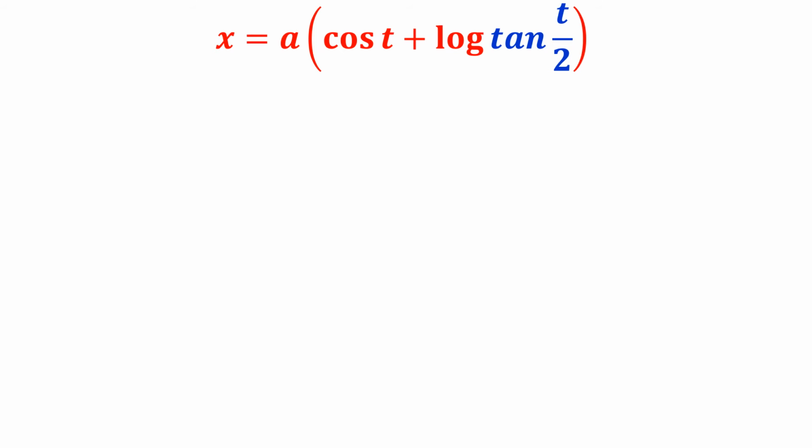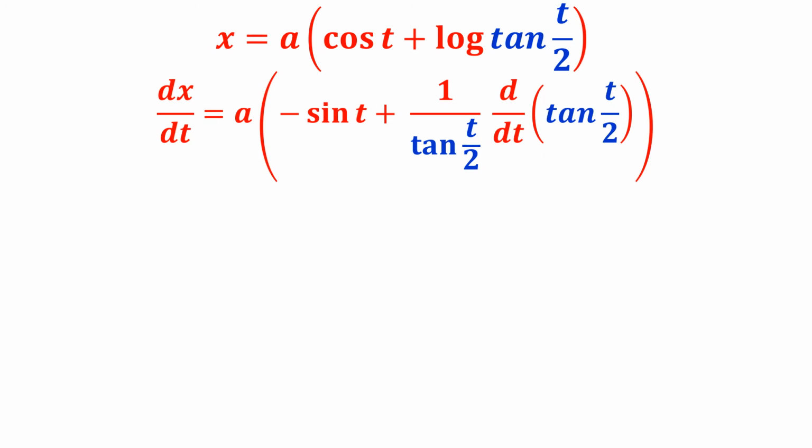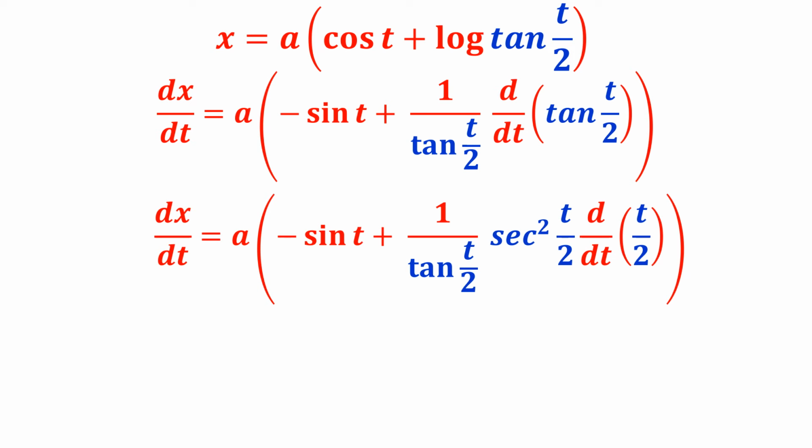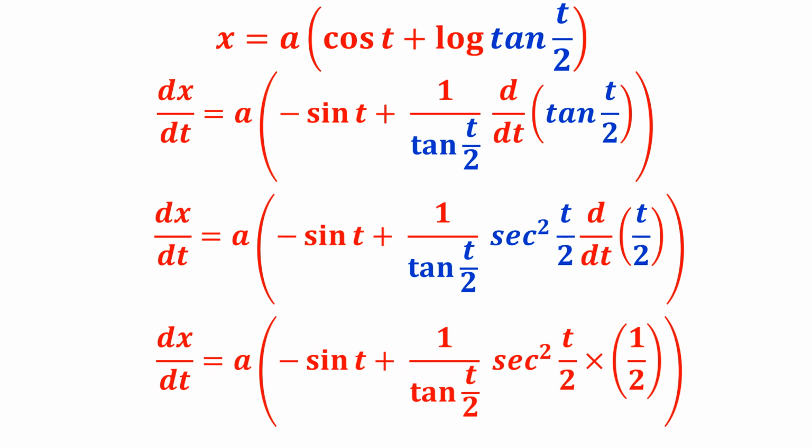We start with x. Differentiation of cos t is minus sin t. Log of something, therefore 1 by tan t by 2, and d by dt of tan t by 2 by making use of chain rule. Once again, what is the differentiation of tan t by 2? It is secant square t by 2 into differentiation of t by 2. Be careful. Tan t differentiation is secant square t. It will stop there. But in place of t, you are having t by 2. That is using chain rule. You have to differentiate t by 2 once again. What is the differentiation of t by 2? It is 1 by 2.